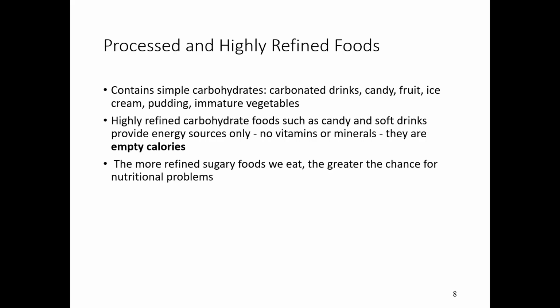Processed foods are things like Coke and Pepsi, Mountain Dew, Snickers bars, picking on Snickers bars again. The ice cream, pudding, especially the pudding in a cup, the ones that you don't have to refrigerate. Lots of chemicals in there too. Little tiny vegetables that you find when you go to your favorite Chinese restaurant and you get kung pao chicken, and it has little tiny vegetables in there, little tiny ears of corn. Those are also going to be high in the simple carbs.